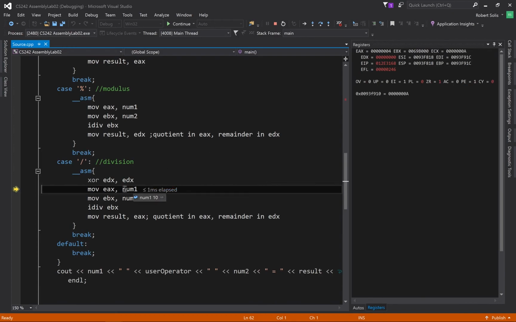Now I'm going to move num1 into EAX, num2 into EDX. Okay, so that's pretty standard. We've seen that before. Here's the number 10. Here's the number 5. So we're basically saying, what is 10 divided by 5? And of course, the answer is 2.